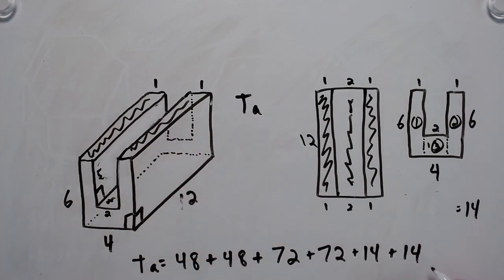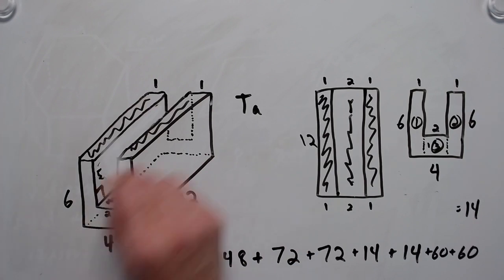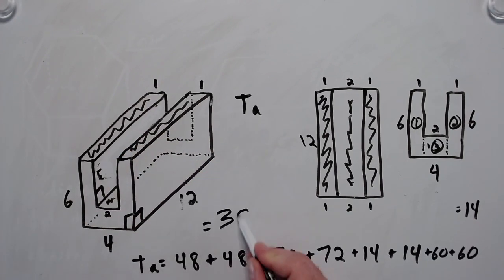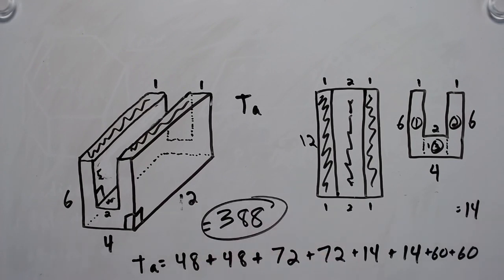This is 60, so we need to add 60 and 60. So we add up all these numbers. The total area of all of the different faces of this object equals 388. Whew, finally got there.